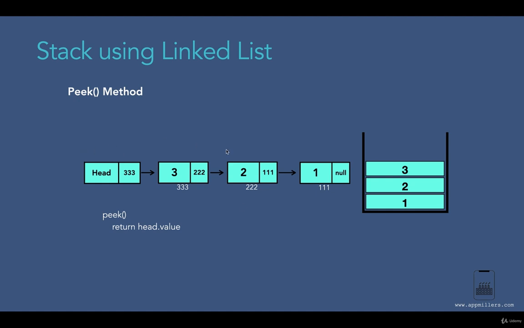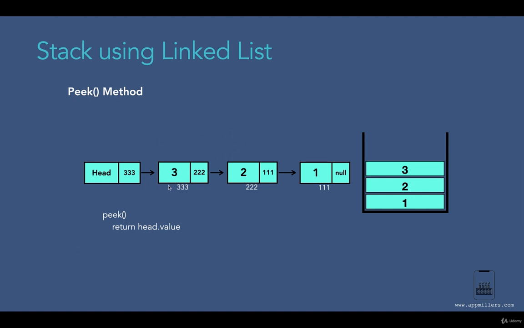The next method is the peek method. Now when we talk about the peek method, we said that it's going to always return the top element, but it's not removing that element from the stack. Now in this case, the top element is 3. If you look at 3, you see that 3 is located at the beginning of the linked list. So this is the first element in our linked list. So if we return the head value, it's going to return the top element in our stack.